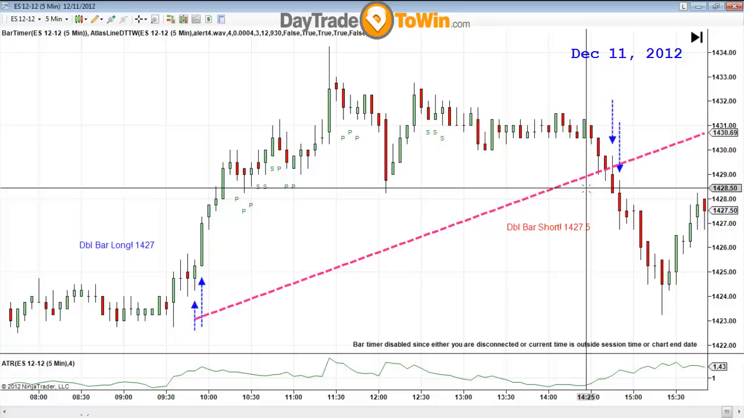Very simple. Trading should be simple. Trading does not have to be complicated. And so whenever I see two consecutive closes above or below, I have an entry. Now, how you manage it is a little bit different.